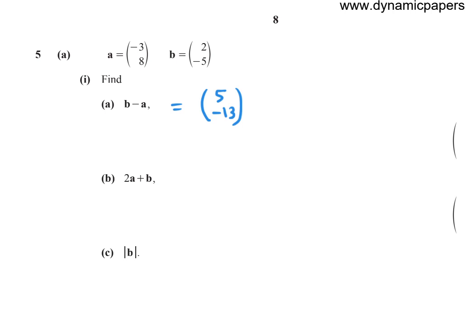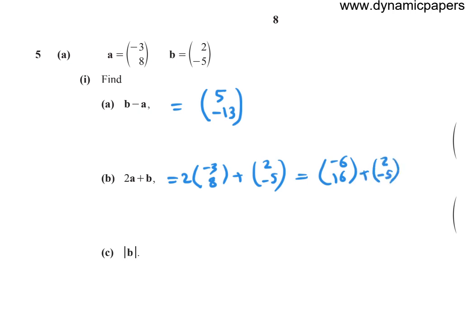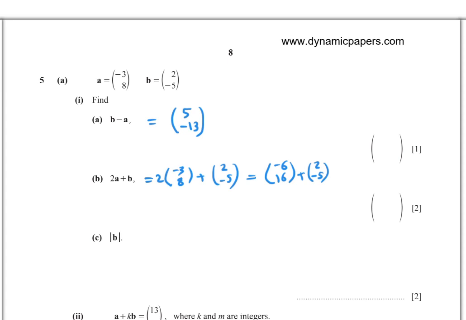2A plus B, so we need to multiply A by 2 first. 2 times (-3, 8), plus B, which is (2, -5). 2 times negative 3 is negative 6, 2 times 8 is 16. So (-6, 16) plus (2, -5) equals negative 6 plus 2, so negative 4, and 16 plus negative 5 equals 11. So (-4, 11).